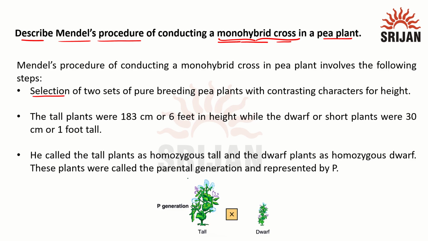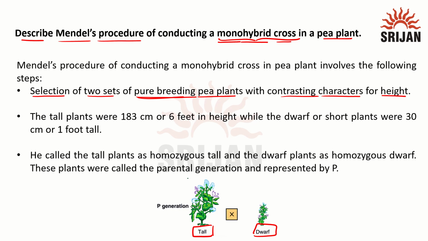First is the selection of two sets of pure breeding pea plants with contrasting characters, for example height, flower color, flower position, and so on. Now if we take height as the character, the contrasting characters will be tall and dwarf. Pure bred lines means they both are homozygous, carrying the same type of allele.